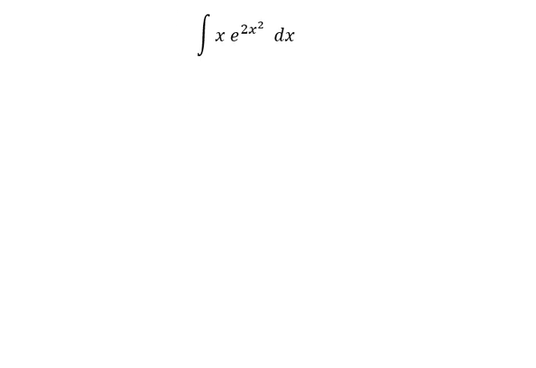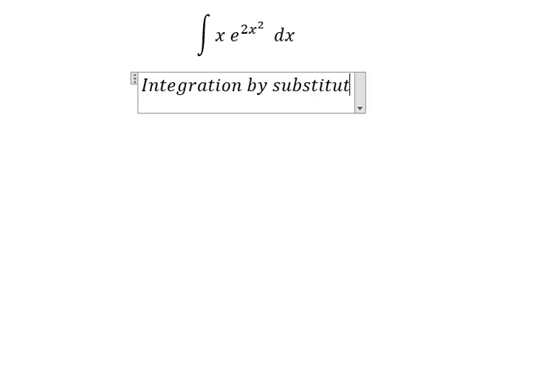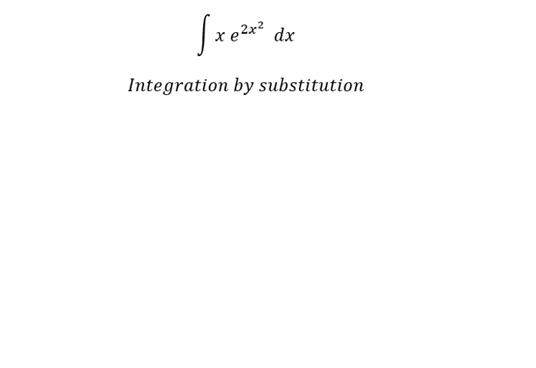Now I want to show you how to answer this. We need to use integration by substitution. I will put u equal to 2s squared. Then we need to take the first derivative of both sides.